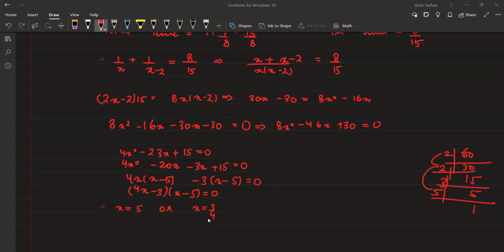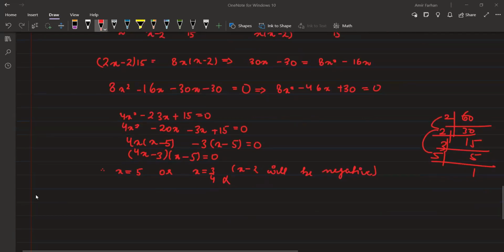Now tell me which one is correct. 5. So why not 3 by 4? Why is 3 by 4 not correct? Because see, if you do x minus 2, it would be negative. You will write x minus 2 will be negative. 0.75 minus 2 will be negative. Yes, sir. So x minus 2 is, so how much time does the smaller tap take? 5 hours. We assumed x, right?